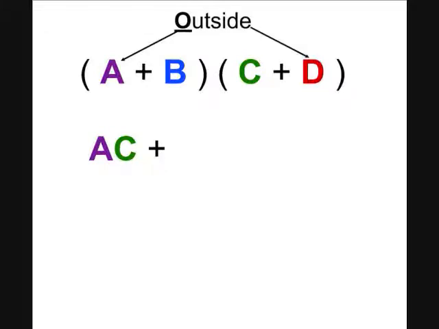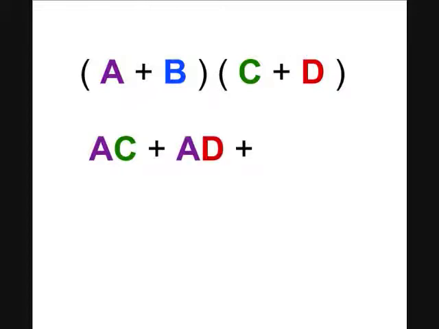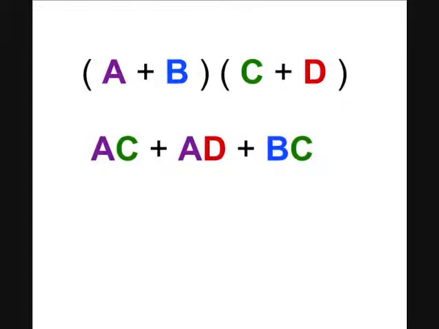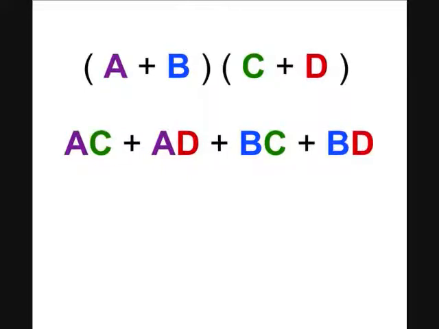Next we have O, or the outside. So we take our A value and our D value, multiply them together, and get A times D. Then we have I, or inside. So we take our quantity B times the quantity C and get B times C. And lastly, we take the last values, or L, and we get B times D.